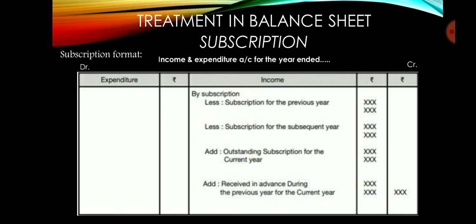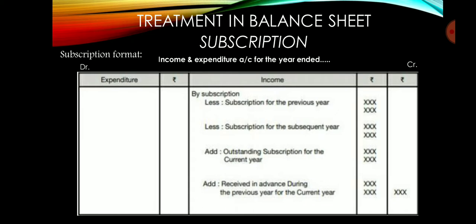So listen carefully, students. The subscription outstanding for the current year and still outstanding for the previous year will be shown on the asset side of the balance sheet. Subscription received in advance in the current year will be shown on the liability side of the balance sheet.